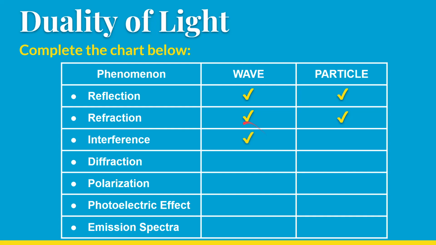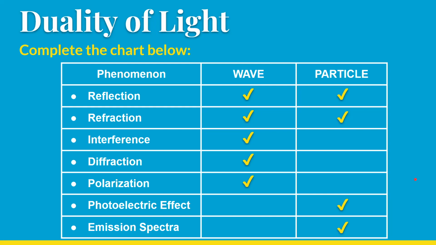Interference, though, is really just a wave behavior, and so is diffraction. Particles don't bend around obstacles. Particles don't interfere with each other in the same way that light waves can, where they can add together or cancel each other out. Okay, polarization was also just evidence of wave nature, but the photoelectric effect was only evidence of particle nature, and those emission spectra show the same thing.